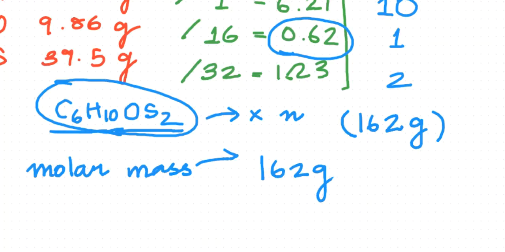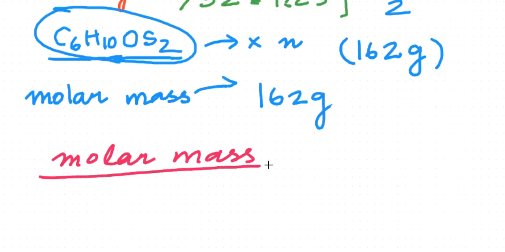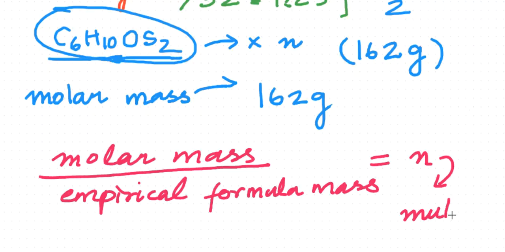So we'll end with this little equation or formula right here, is that the molar mass, which should be given to you in the problem, divided by the empirical formula mass, which is the mass of the empirical formula you created, is really equal to the multiplying factor n. N is the number that you multiply the empirical formula by to get your molecular formula. And that's the end of this section.